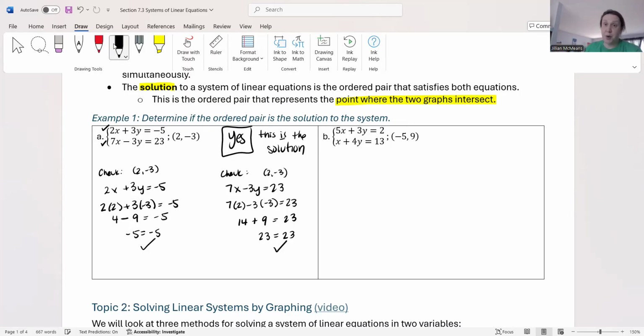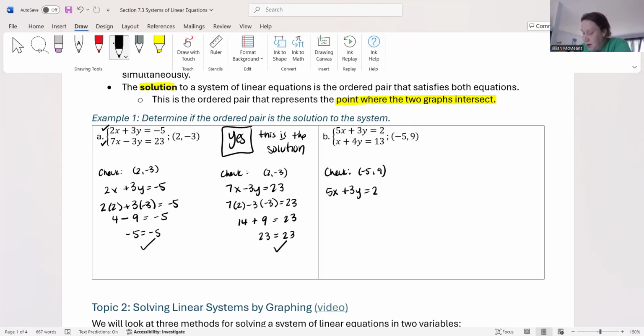All right, let's try part B. So part B, we have the system 5x plus 3y equals 2 and x plus 4y equals 13. And we want to check the ordered pair -5, 9. All right, so we're going to check that ordered pair against the first equation. So anywhere I see an x, I'm now going to replace it with a -5. Anywhere I see a y, I'm going to replace it with a 9.